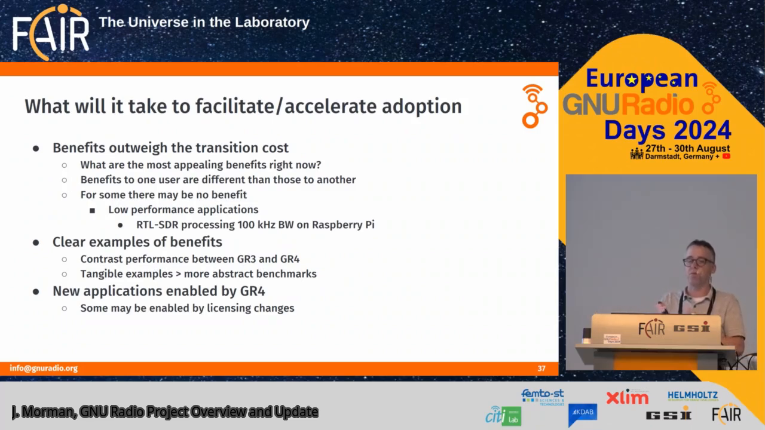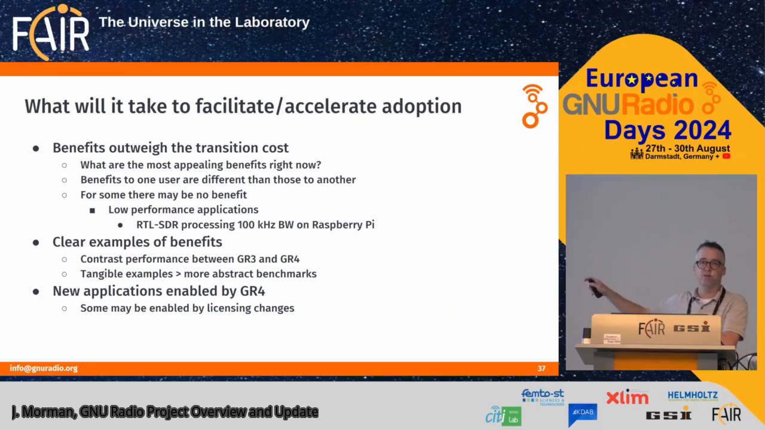But I think the biggest thing that it will take to accelerate adoption of GR4 is showing examples of the benefits. And that's why I'm excited about Danny's work: it's going to be the ability to contrast the performance between GR3 and GR4. Tangible examples mean more to people than benchmarks, right? You can show that in this benchmark I'm going to get so much improvement, but it's much more accessible to say, hey, I'm running a modem and I can get 4 times the throughput. That means a lot more to somebody that might want to fund development towards GNU Radio. And then also there might be new applications enabled by GR4. We've been contacted over the years by people who, for various reasons, are unable to use GR3 because of licensing.